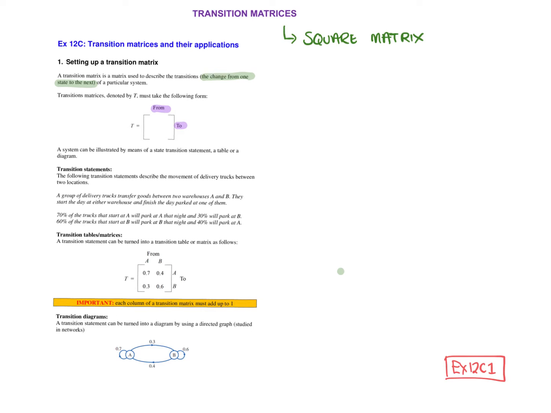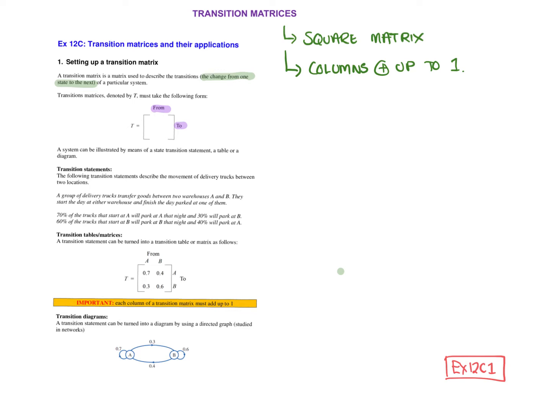The other important thing to remember about a transition matrix is that the columns always add up to 1. So you can see we're going to be talking about proportions or percentages. They're in proportions because they're in decimals, but it's generally explained using percentages. So a system can illustrate the difference between states. The following transition statement describes the movement of delivery trucks between two locations.